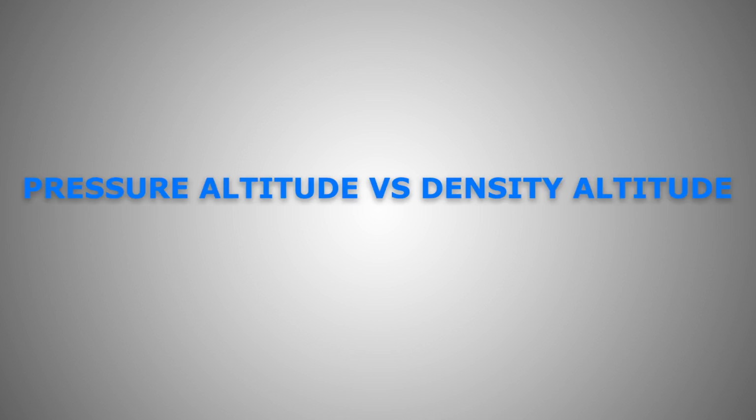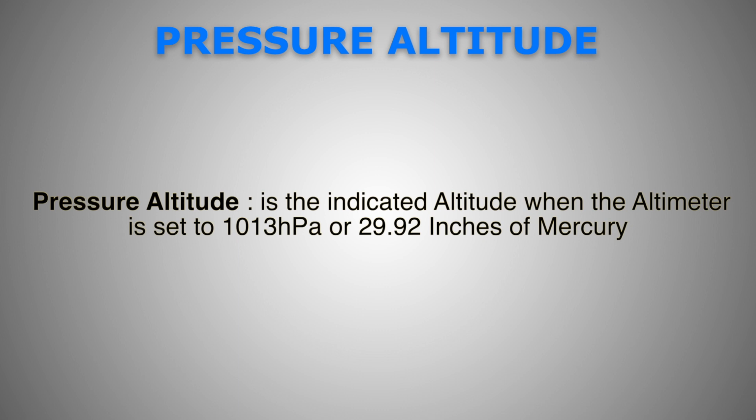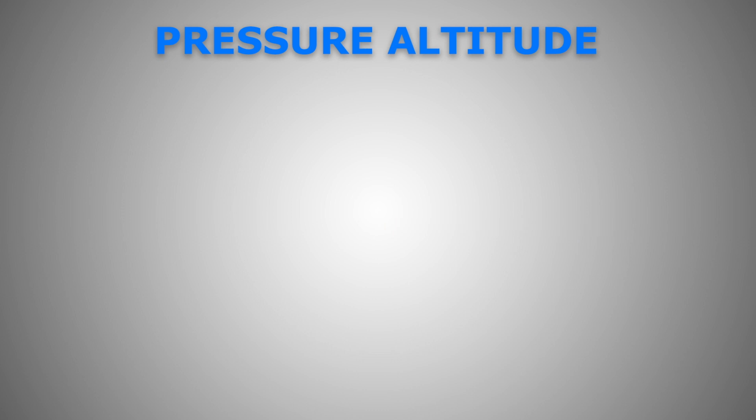Today we'll be talking about the difference between pressure altitude and density altitude and why we need them. Let's look at pressure altitude first. By definition, pressure altitude is the indicated altitude when the altimeter is set to 1013 hectopascals or 29.92 inches of mercury. It is the altitude above this datum plane.